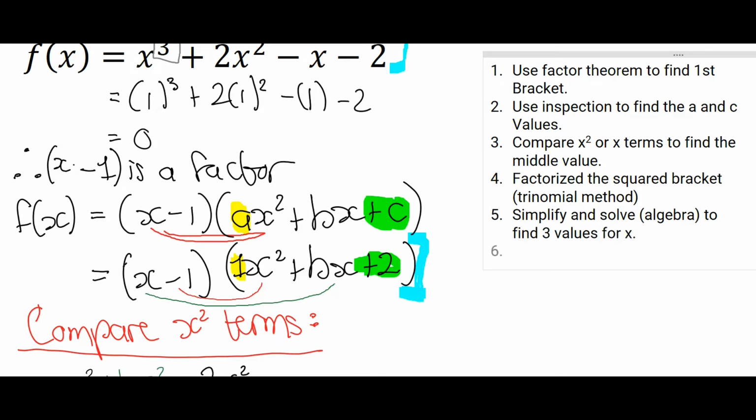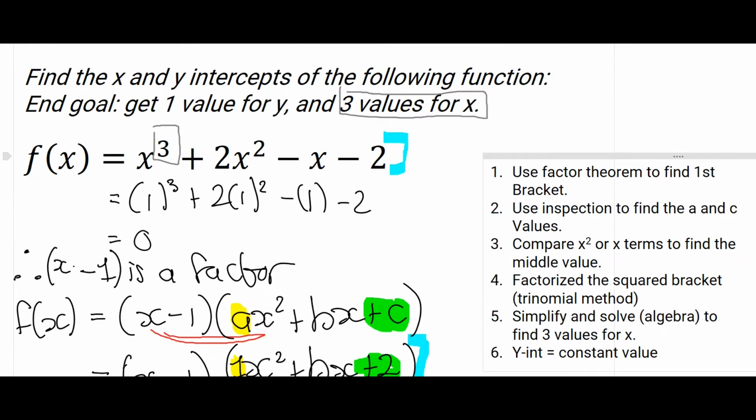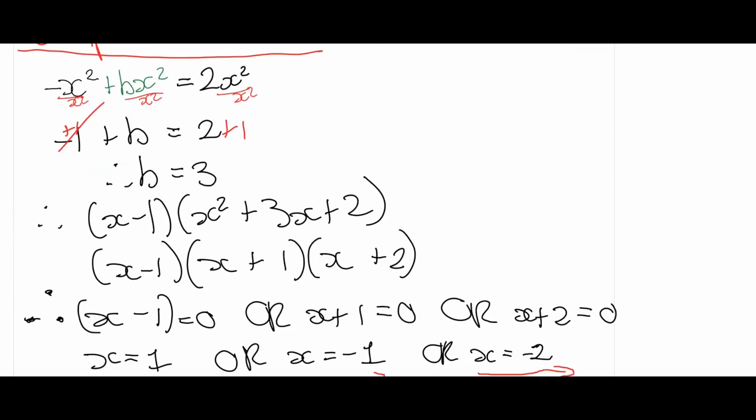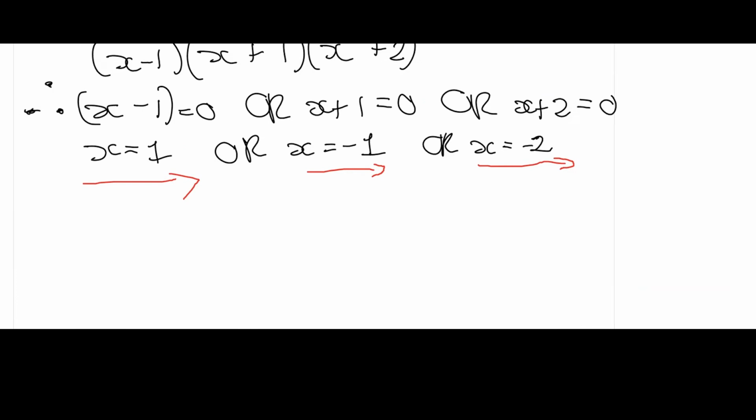And that was it. To find the y-intercept is equal to the constant value. In other words, the number in the original expression is the y-intercept. So in this example, y is equal to minus 2. So that's nice and simple. So y is equal to minus 2. Okay, and that's it. Your answers for your x-intercepts and your answers for your y-intercept sorted.